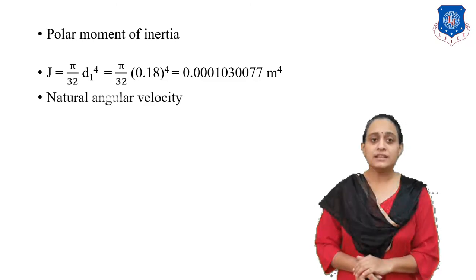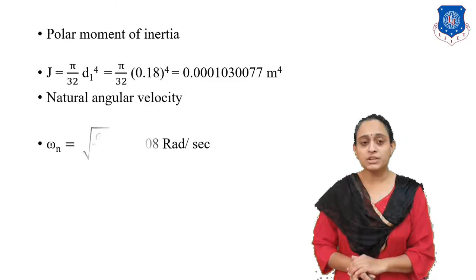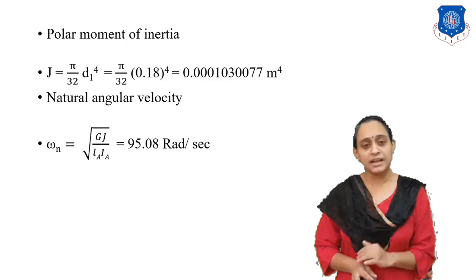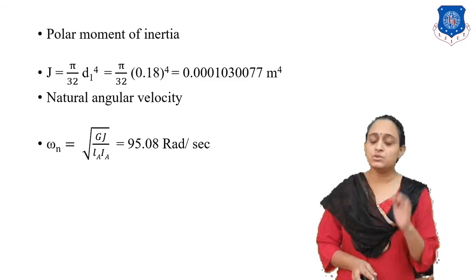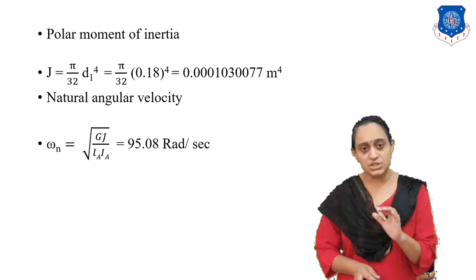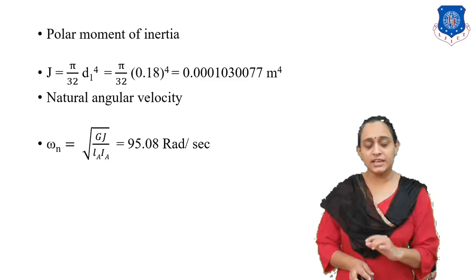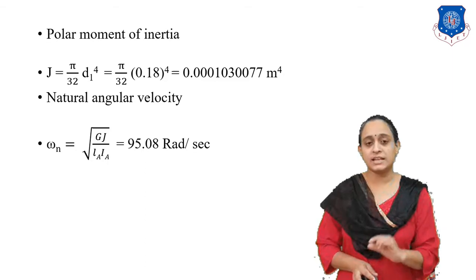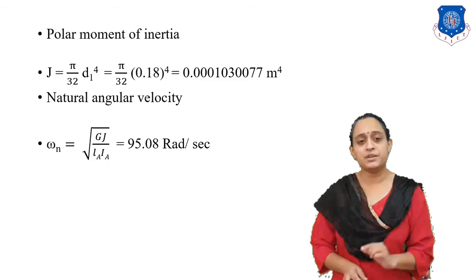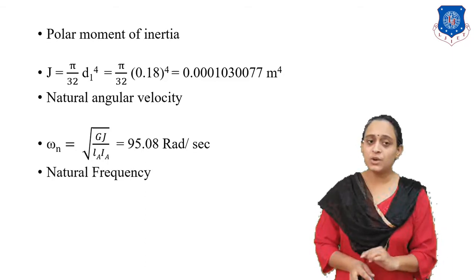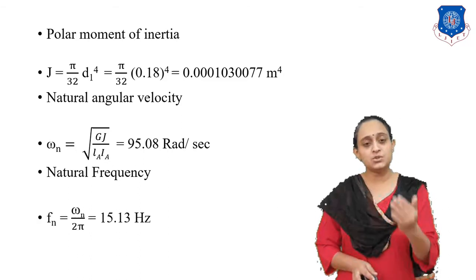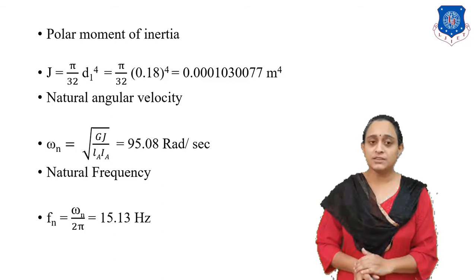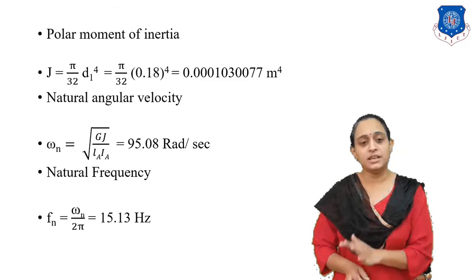Now, let us have natural angular velocity. So, what is natural angular velocity? It is omega n, under root of GJ by LA IA. So, by putting all these values of G, polar moment of inertia J, LA and IA, we will get angular velocity as 95.08 radian per second. Now let us find out the natural frequency of the system. So what is the natural frequency? It is omega n by 2 pi. So that we will get 15.30 Hertz. So this is the natural frequency.